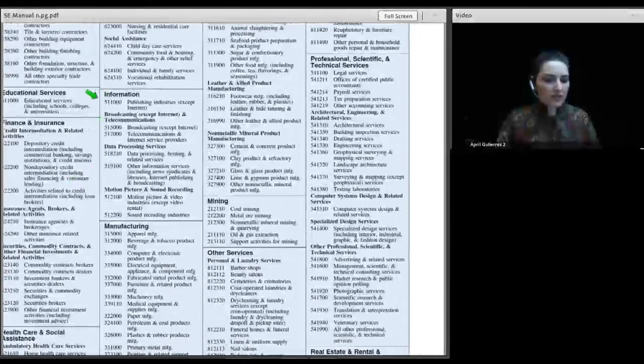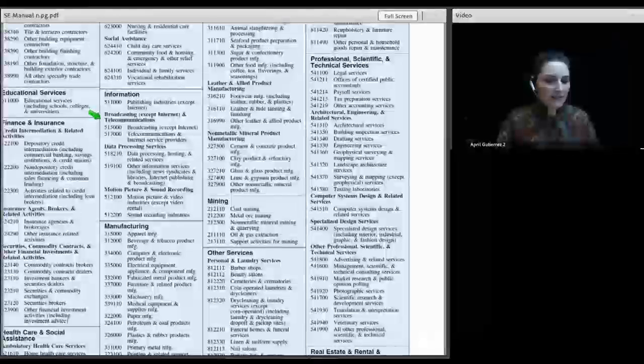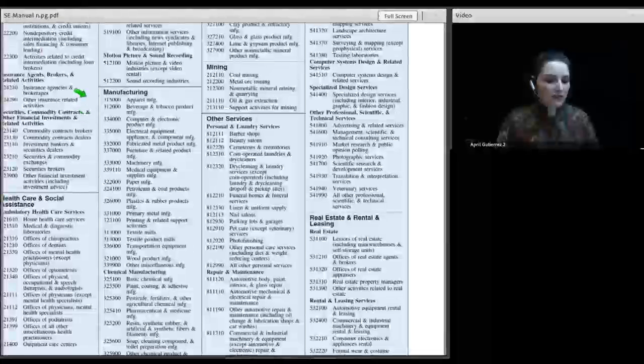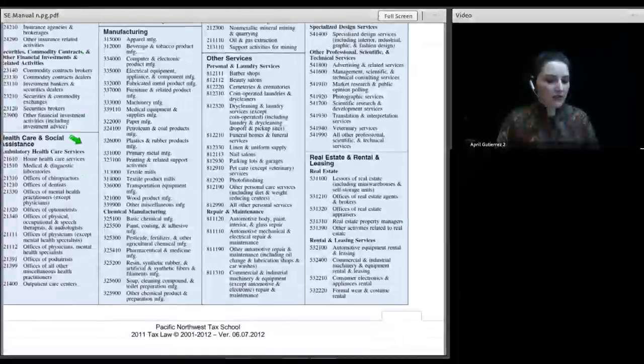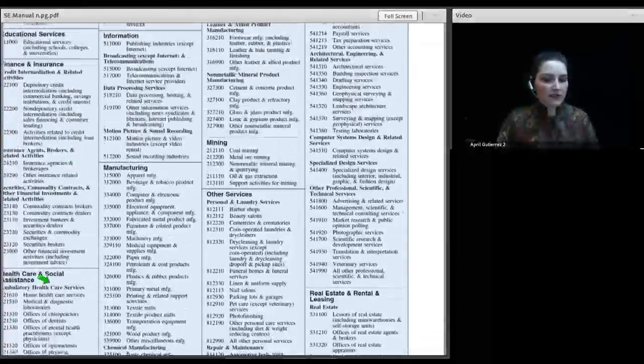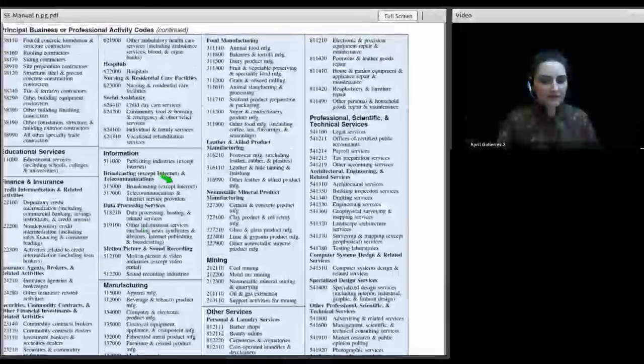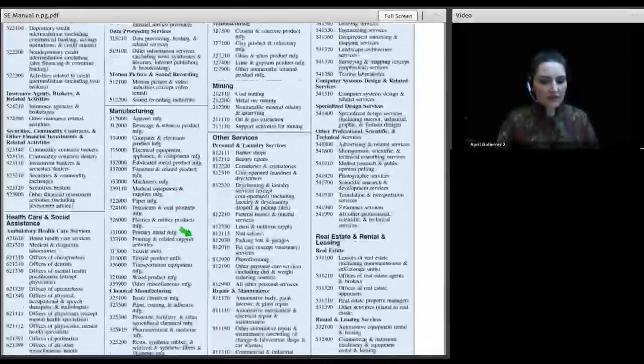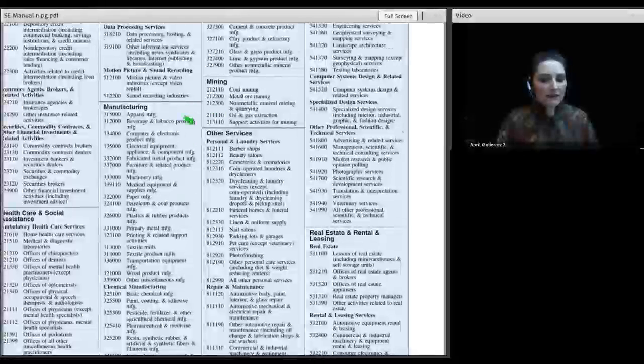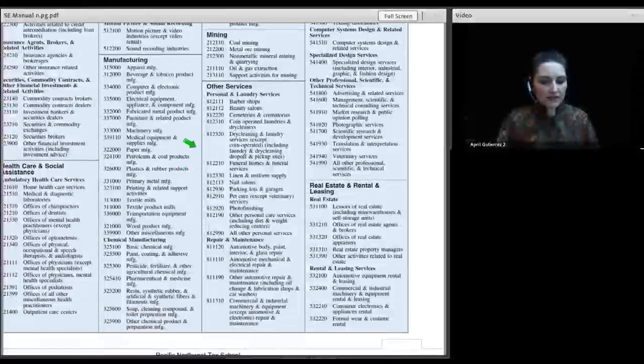Moving over into information, we look at broadcasting, data processing services, motion picture and sound recordings. We move into manufacturing. That's quite a good size category. They want to know what kind of manufacturing the business is in. Food manufacturing is separated from other kinds of manufacturing. They also have a category for mining. And then we get into services. Now, somewhere in here, I would expect there would be a tax preparer.